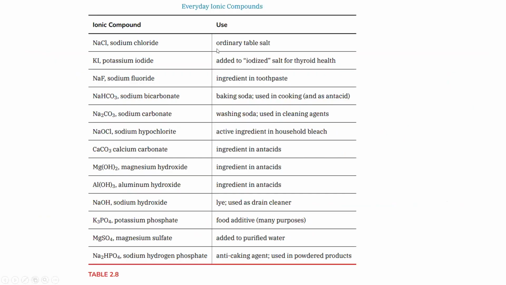Okay, and then with these ionic compounds, even if you're not familiar with them, they are in a ton of different products that we use fairly often. So you can see sodium hydroxide, we'll use that one in the lab quite often just because it's kind of the most common base. But if you ever use drain cleaner, likely was sodium hydroxide.